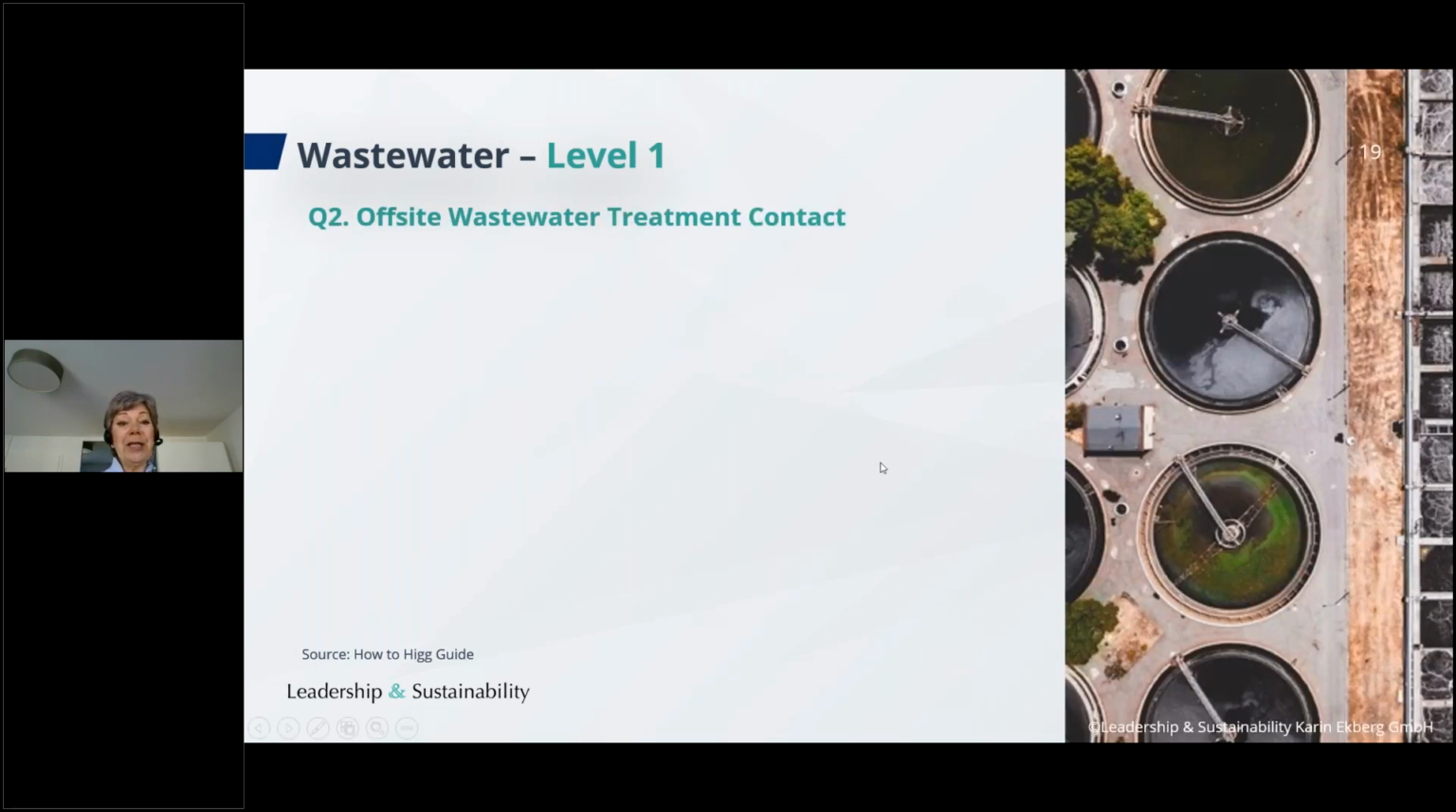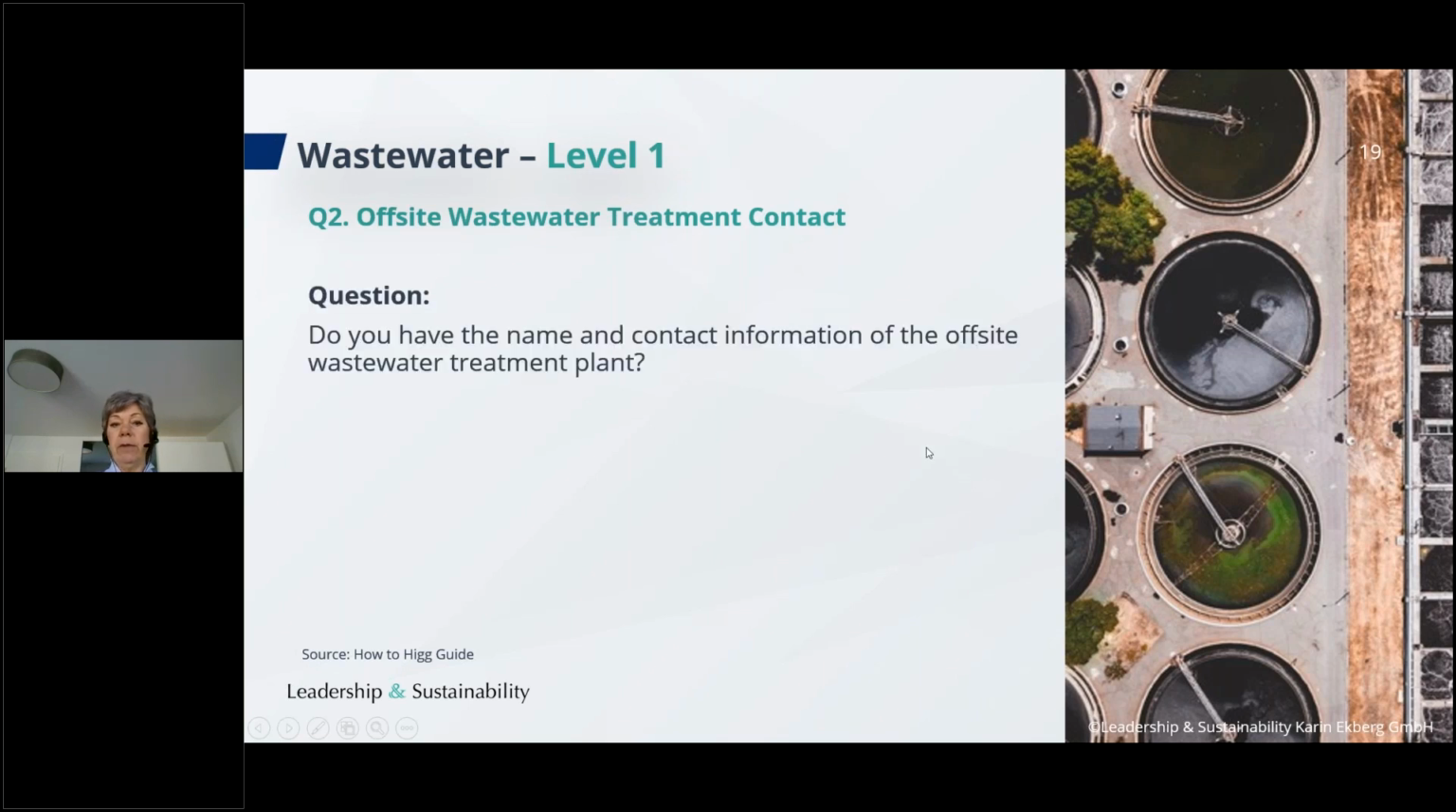Okay, then question number 2, and this is about having the details about the offsite wastewater treatment. So the question is, do you have the name and contact information of the offsite wastewater treatment plant? And here, SAC has decided to go a bit further than what most factories would probably do in general. Here, they really want you to understand if the offsite wastewater treatment plant is treating the wastewater in the way that it should.